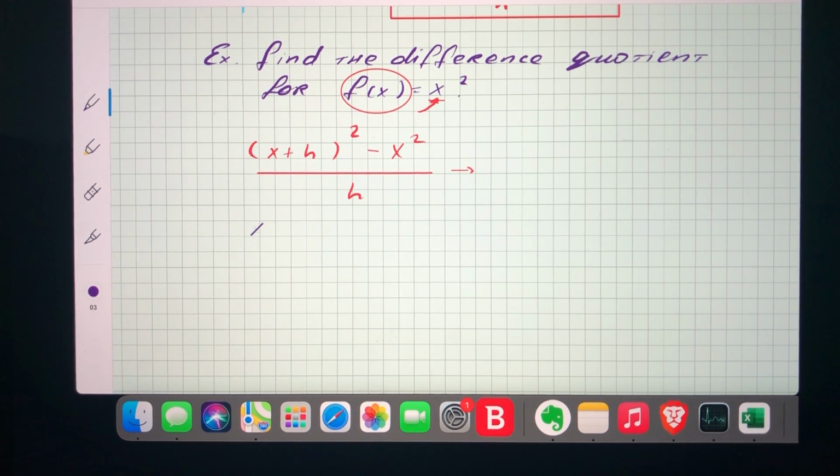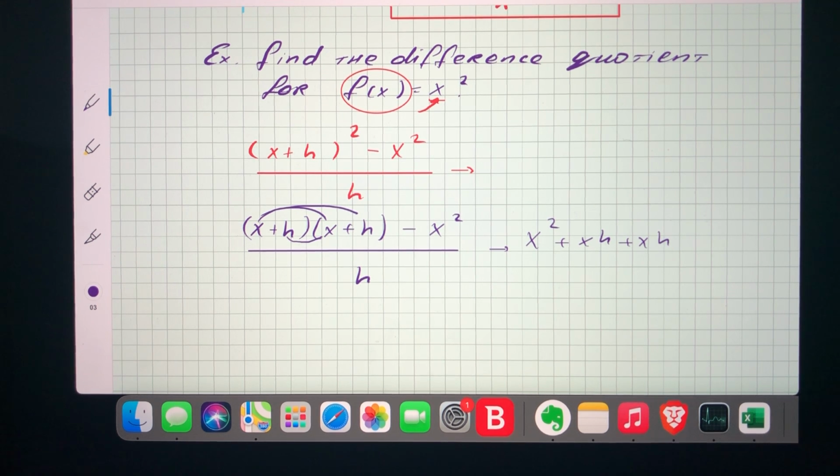We have x plus h squared, that means x plus h twice, or we can use the formula for perfect squares to simplify it. There are other tricks to do it as well. So x times x is x squared, x times h is xh, h times x is xh again, and then h times h is h squared. That's the first term. Then we have minus x squared, and the whole quantity is divided by h.